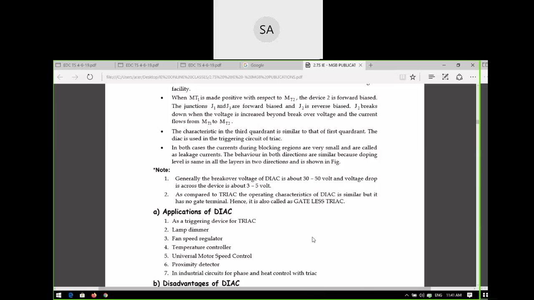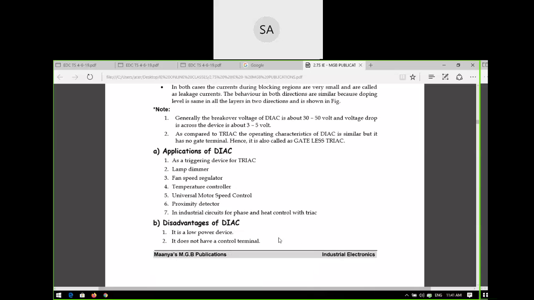So the forward characteristics of the SCR, the DIAC and the TRIAC are all the same. What is the other term for DIAC? You can call it a gateless TRIAC. The major purpose of a DIAC is to trigger the TRIAC. So the first application of a DIAC is as the triggering device for a TRIAC, and also it is used as a lamp dimmer.